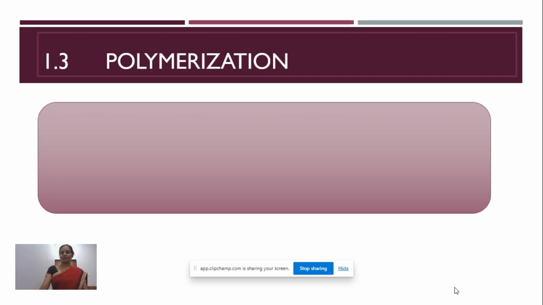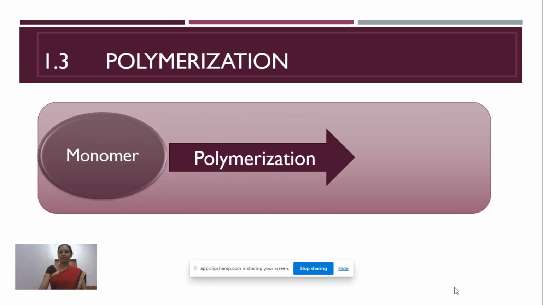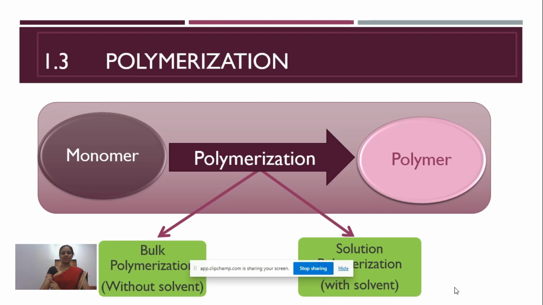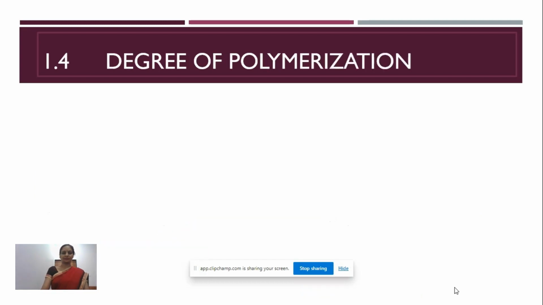Next term, polymerization. Polymerization is a process of conversion of monomer to polymer. So, polymerization is a process. Monomer is a small unit of a polymer, and a polymer is a long chain of monomer. This polymerization is of two types: bulk polymerization and solution polymerization. In bulk polymerization, the polymerization process occurs in the absence of solvent, that is, without solvent. In solution polymerization, the process occurs in the presence of solvent, means with the solvent, conversion of monomer to polymer, that is called solution polymerization.